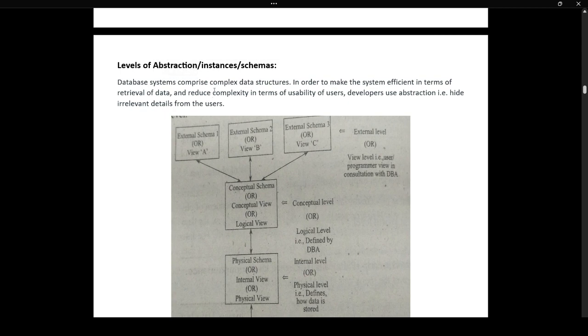For example, if I wanted to log in to Facebook, I need not know what languages are used to develop that login screen, what type of database they used, or where my data is stored. I don't need such type of information, right? I only need the login screen, the format in which to enter my name, and what mail ID I'm using. So abstraction is nothing but hiding the internal, irrelevant information from the user. That is what is meant by abstraction.